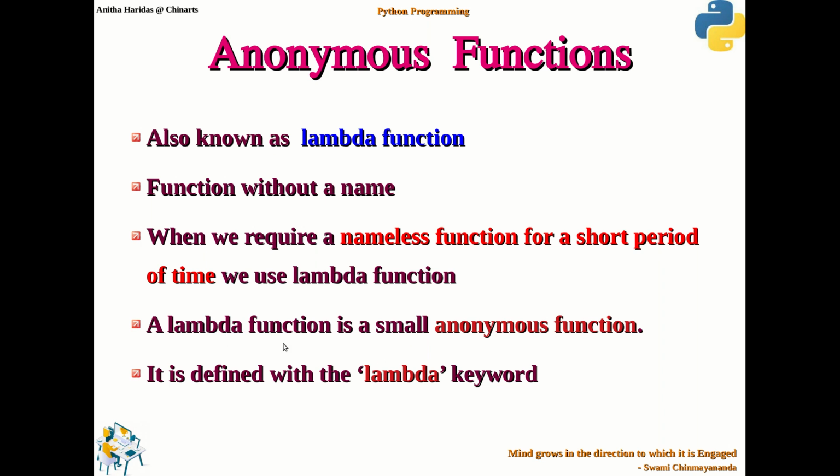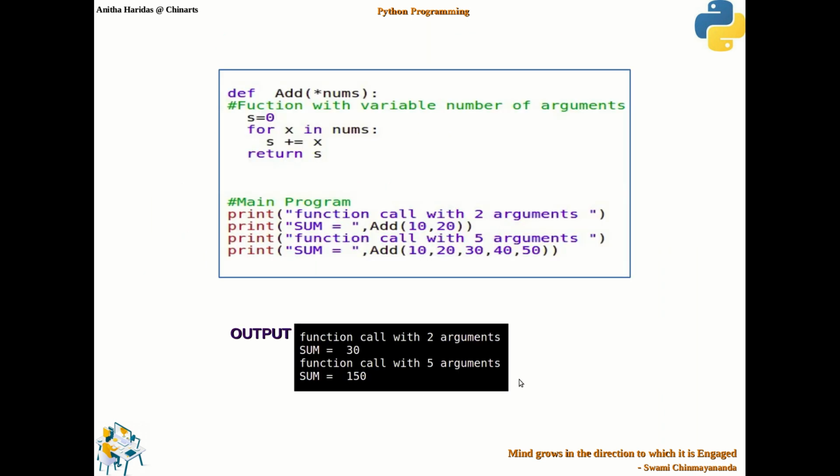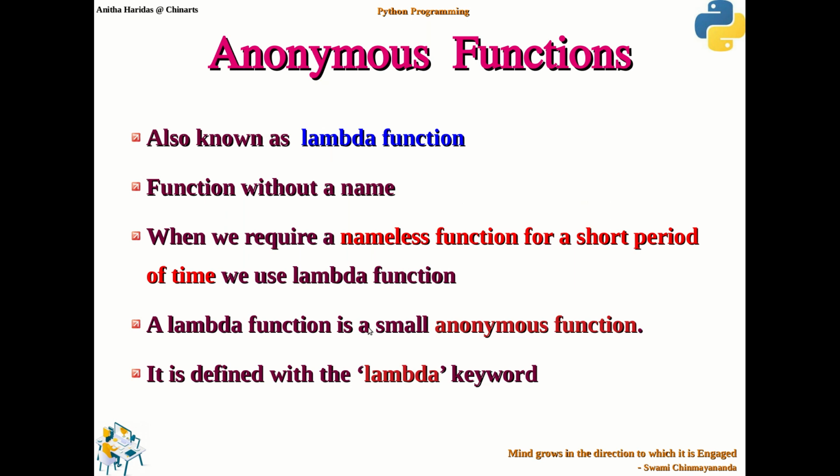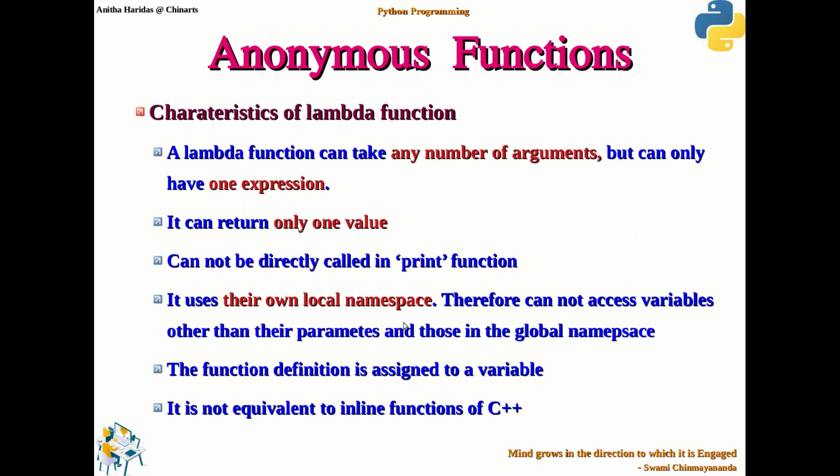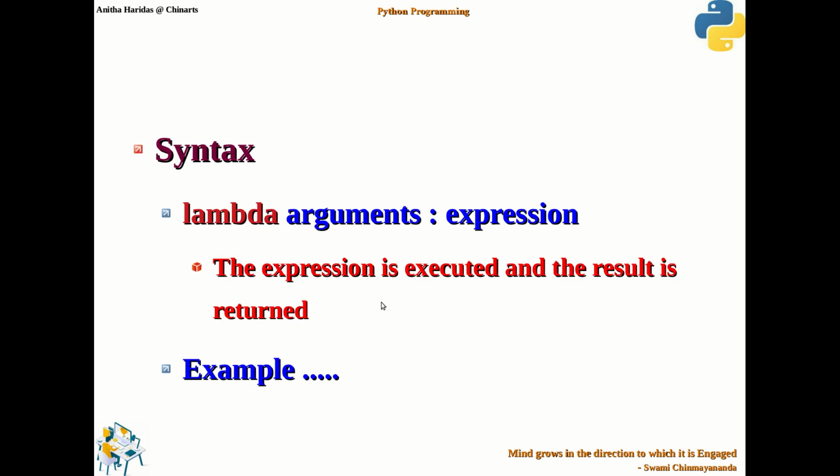So we can say a lambda function is nothing but a small anonymous function. Why do we call it an anonymous function? Because it is not going to have any name, and it is generally defined with the lambda keyword. You can see that our normal functions are defined with the keyword def, whereas lambda functions are defined with the keyword lambda. So these are the characteristics of the lambda function. Before we get into the characteristics of the lambda function, we will see an example.